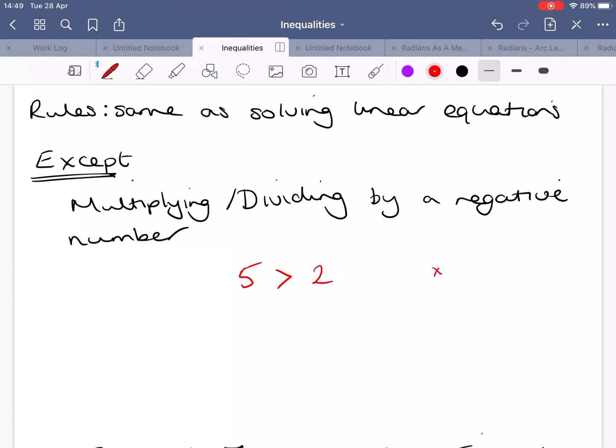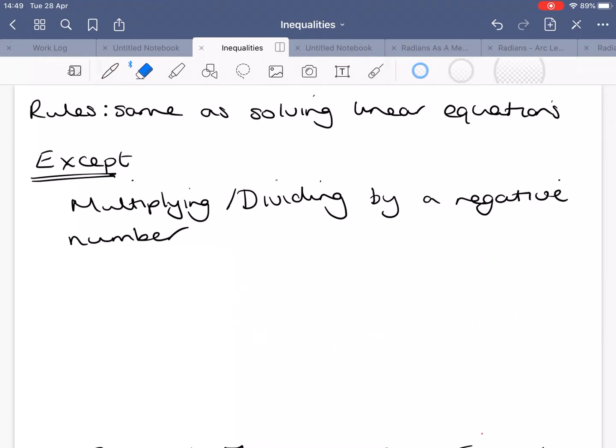So let's just multiply through by a negative number. Let's times by minus 3. Well, 5 times minus 3 is going to be minus 15. 2 times minus 3 is minus 6. But if that inequality stayed the same way round, I would say minus 15 or negative 15 is greater than negative 6. And we know that that is actually not true. So what we actually have to do is, if we ever multiply or divide by a negative number, we actually have to switch the inequality the other way round. Okay, and we'll just see if it's true.